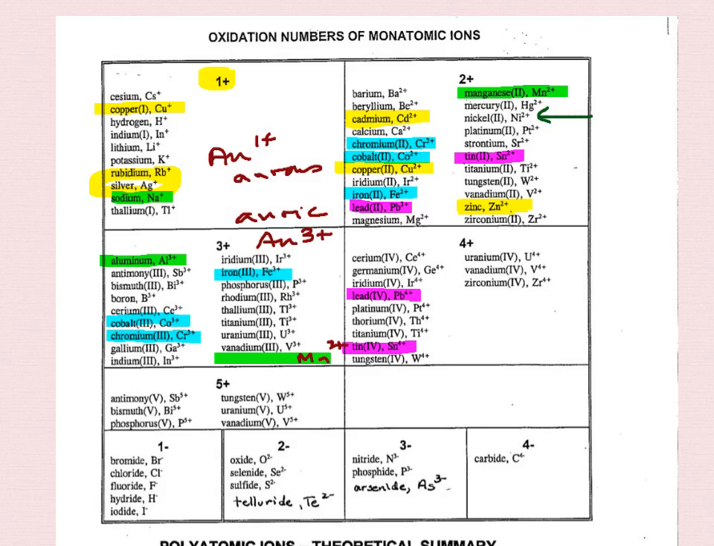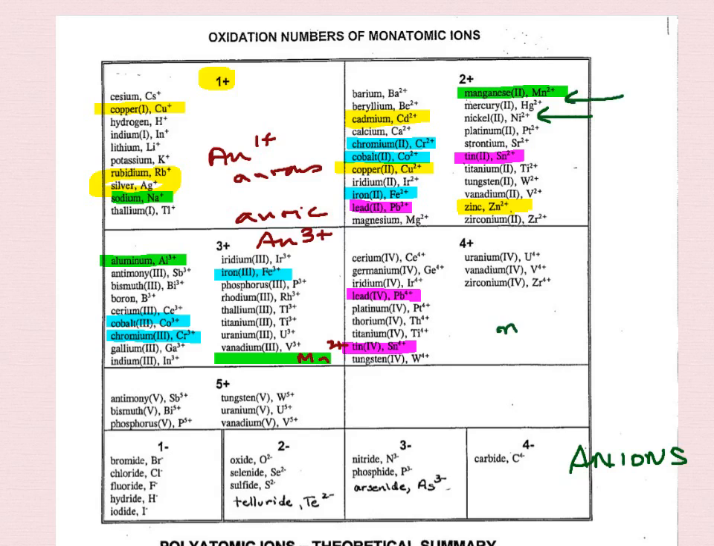Something else to think about. The anions here at the bottom are all listed very predictably based on the periodic table. So the halogens are the 1 minuses, and oxide, selenide, sulfide, etc. are the 2 negatives. The one weird thing about this table that you probably need to hear the words about is mercury. Now mercury is an odd bird. Mercury is located in the 2 plus column.